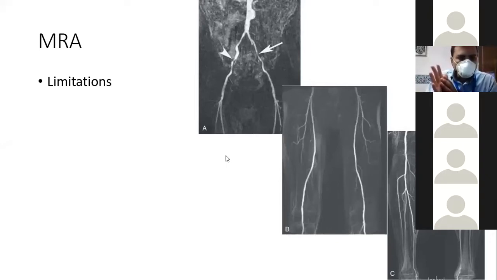Is Khalil Variam with us? Shafullah? Asad, can you comment on the MRA picture which is there?